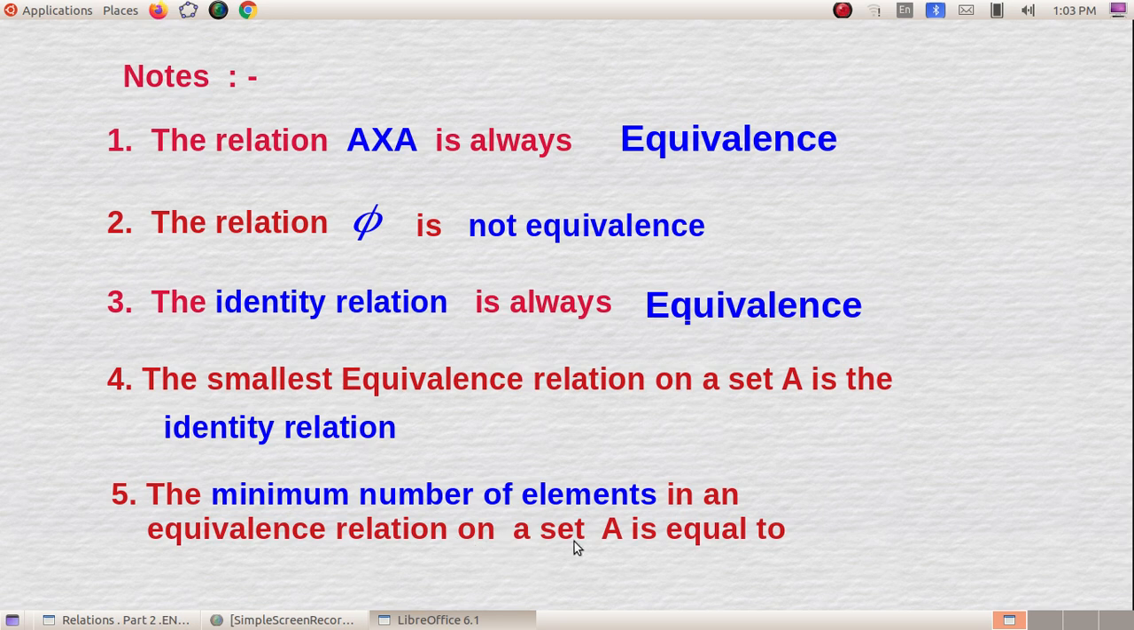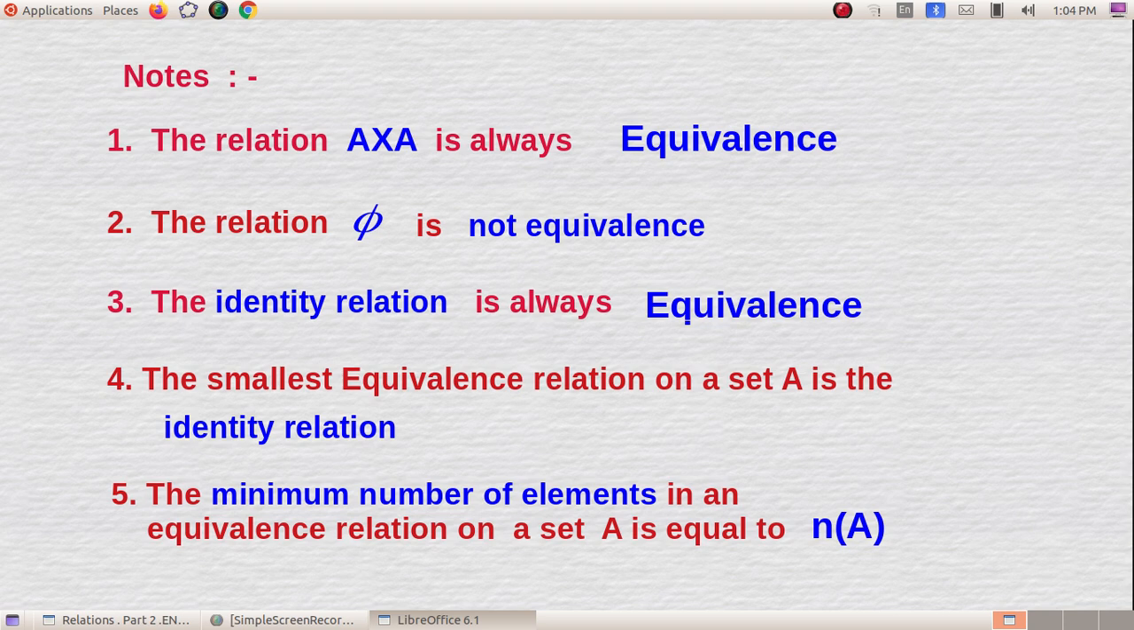From note number 4, we can say note number 5: the minimum number of elements in an equivalence relation on a set A is equal to the number of elements in the smallest equivalence relation, the identity relation. How many elements are there in the identity relation? It is equal to the number of elements in A. Therefore, the minimum number of elements in an equivalence relation on a set A is the number of elements in A. If a set contains 50 elements, the equivalence relation must contain at least 50 elements. If a set contains 10,000 elements, the equivalence relation must contain at least 10,000 elements.